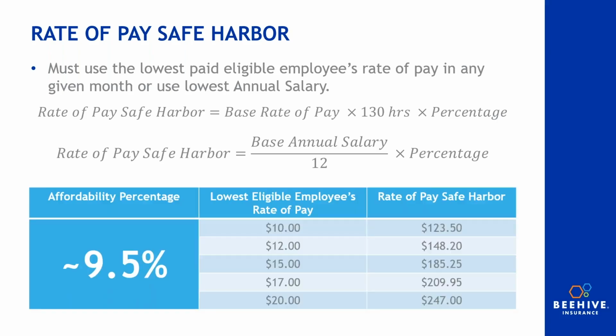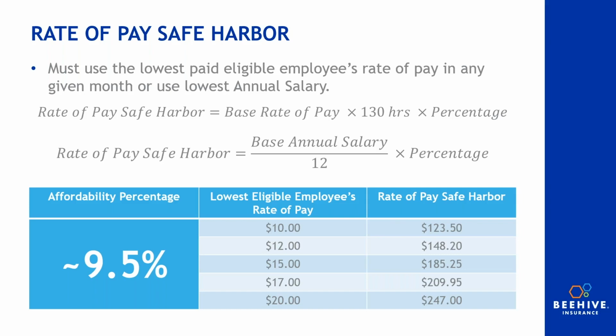For all of this, we're going to use an affordability percentage of 9.5% just for these calculations. Again, keep in mind that the affordability percentage does change every year, and currently it was, I believe, 9.78% for 2020. We would have to check on the previous slide to see what it is, but 9.5 ends up being a pretty decent estimate.